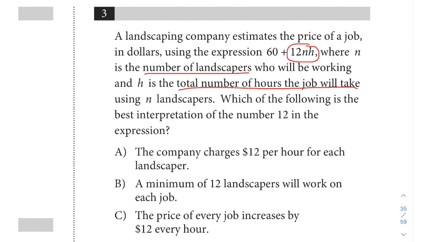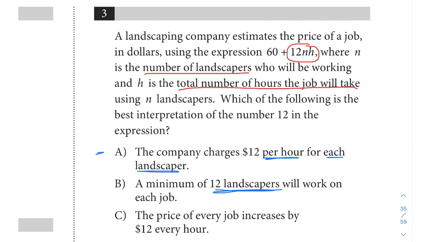Answer choice A says the company charges $12 per hour for each landscaper. So here we see hours and landscapers included as factors that are going to be impacted by that number 12. And that seems to match what we see in the expression above, but let's take a look at the other answer choices. B says a minimum of 12 landscapers.